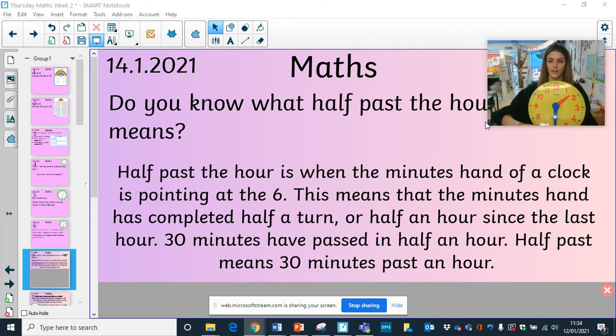So a whole hour is obviously the whole way round. So half an hour is halfway round. 30 minutes have passed in half an hour. So that's the same. Half an hour and 30 minutes are the same as well.